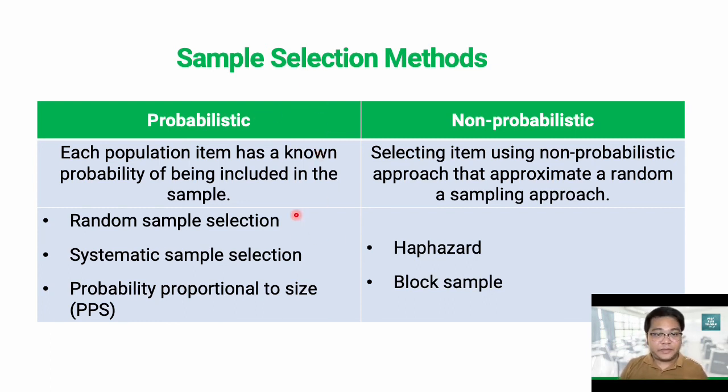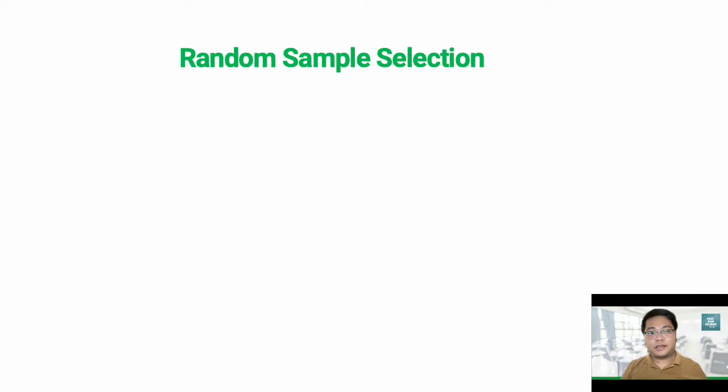So let's discuss them one by one. Now, for the sample selection methods, we limit it to random, systematic, haphazard, and block. We'll discuss PPS later. Toward the end of this lecture, we have an example of PPS. So first, we have random sample selection.